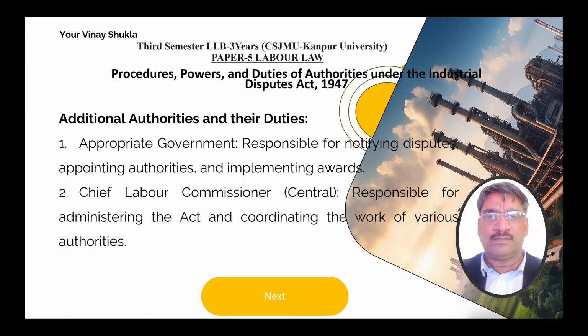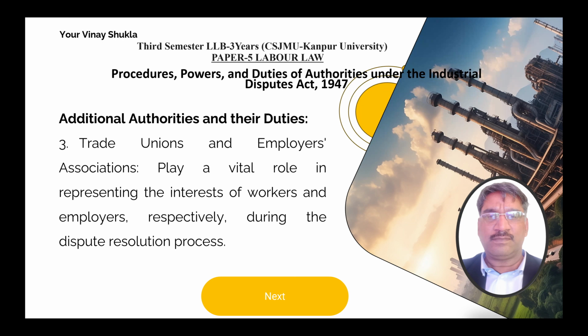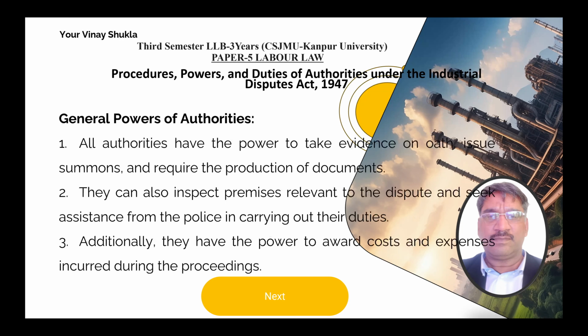Additional authorities and their duties. Appropriate government, responsible for notifying disputes, appointing authorities, and implementing awards. Chief Labour Commissioner (Central), responsible for administering the Act and coordinating the work of various authorities. Trade unions and employers' associations play a vital role in representing the interests of workers and employers, respectively, during the dispute resolution process.